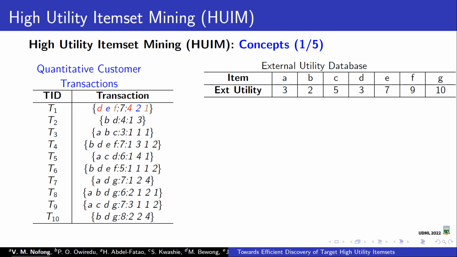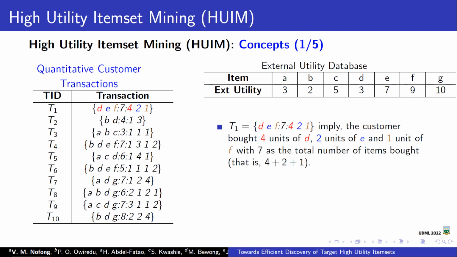The first one is what they refer to as the quantitative transactions or database. By that, it simply implies that in the database, we are looking at the items and the quantities that occur. If you look at transaction 1, for example, it implies that the customer bought 4 units of D, 2 units of E, 1 unit of F, with 7 being the total number of items bought. Let us keep in mind that when I'm referring to internal utilities, I'm simply referring to the quantities of the items in the database.